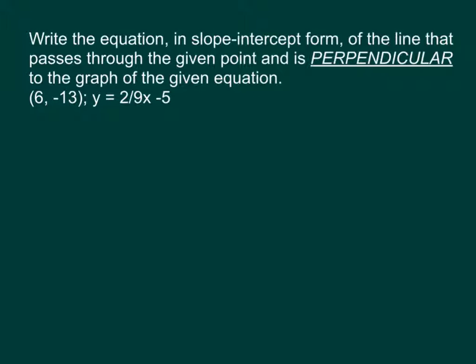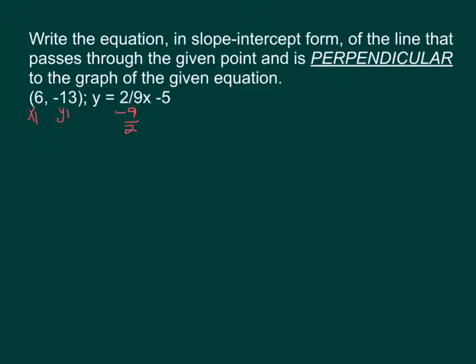In our last example, it says write the equation in slope-intercept form of the line that passes through the given point and is perpendicular to the graph of the given equation. Our point is 6, -13. I'm going to go ahead and denote those as x1, y1. And our equation is y equals 2/9 x minus 5. The information we need to know is the slope, which is 2/9. We want that line to be perpendicular, so what do we do with the slope? We have to change the slope to be its negative reciprocal. So we flip the fraction and change the sign. So our slope will be -9/2.